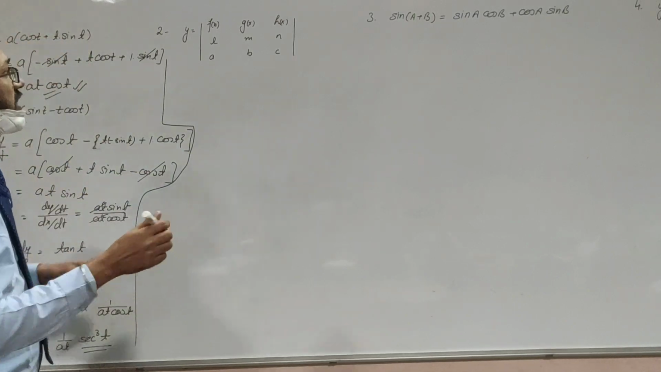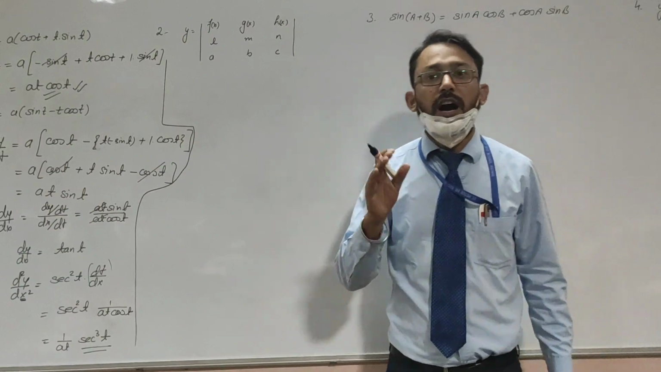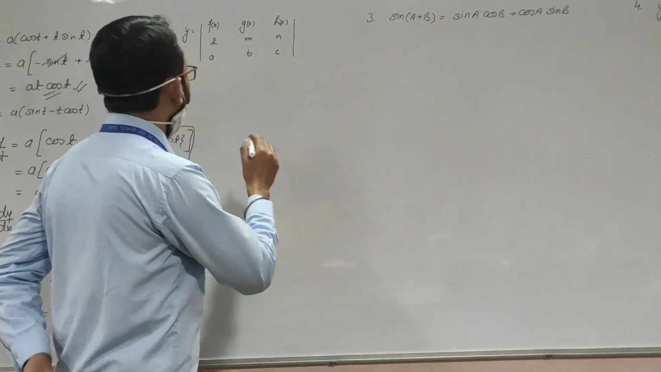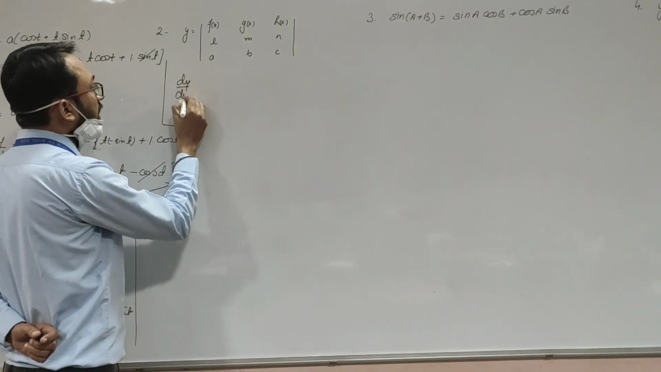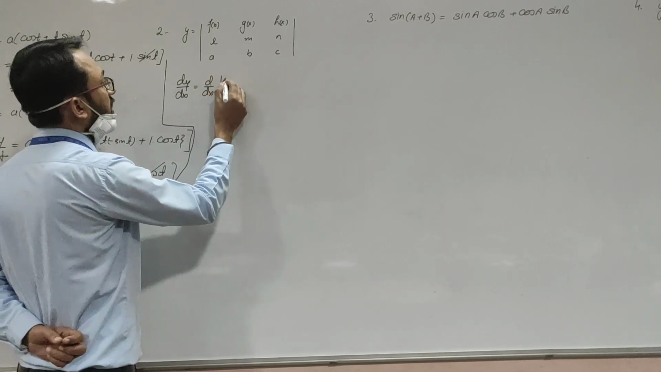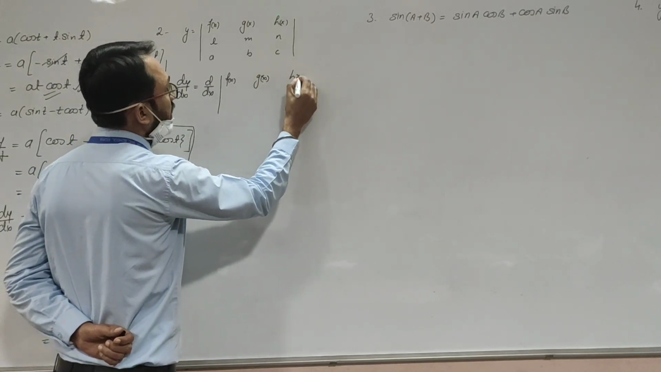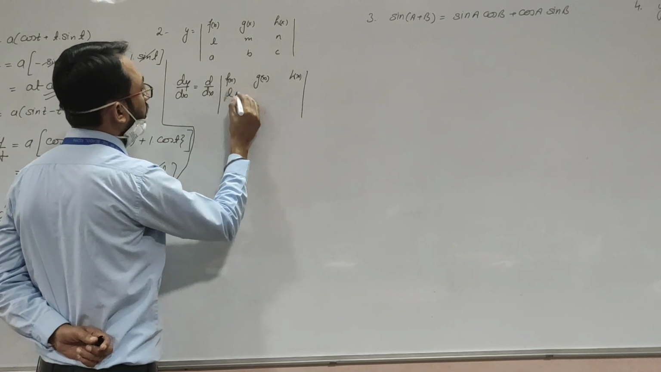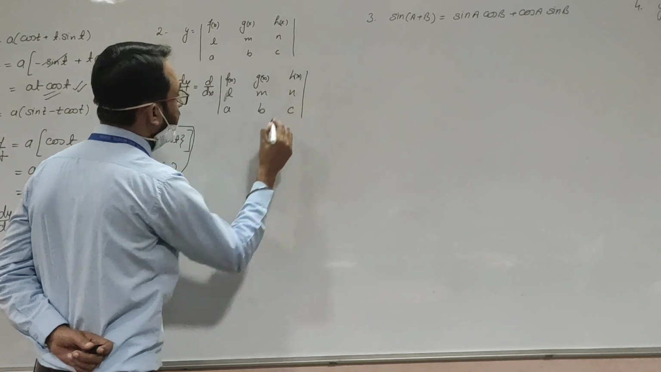Yes, our next question is, we have been given a function in determinant form. How to differentiate a determinant? So the differentiation will take place like this: dy on dx equals d by dx of the determinant with rows f(x) g(x) h(x), L M N, and A B C.